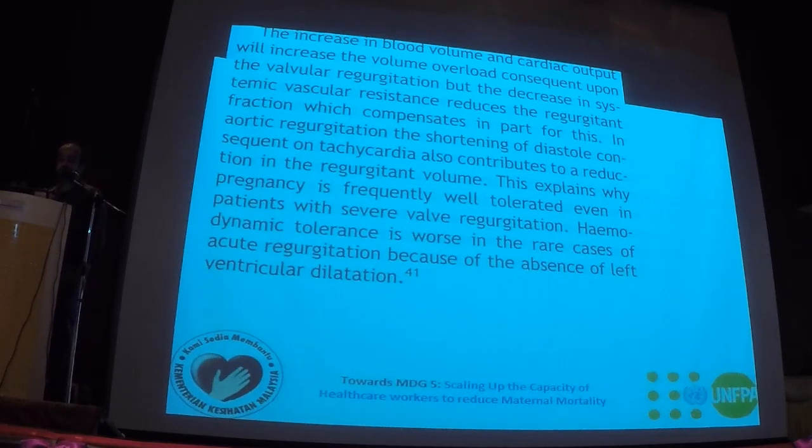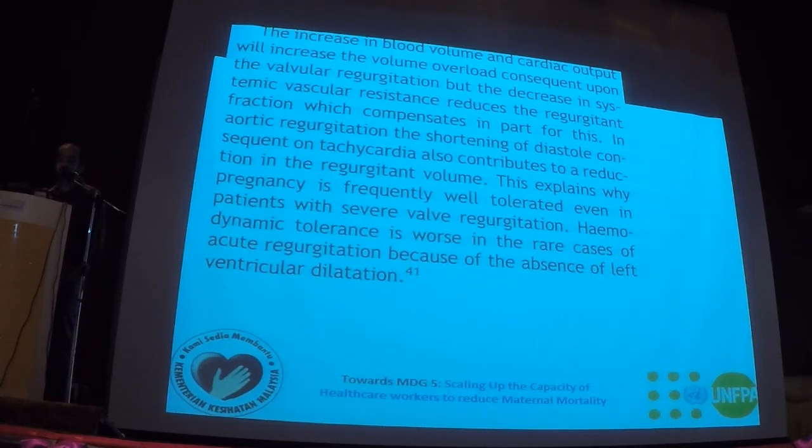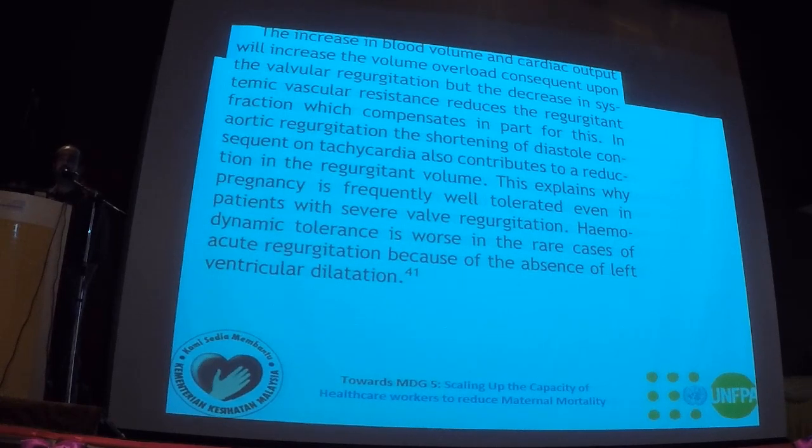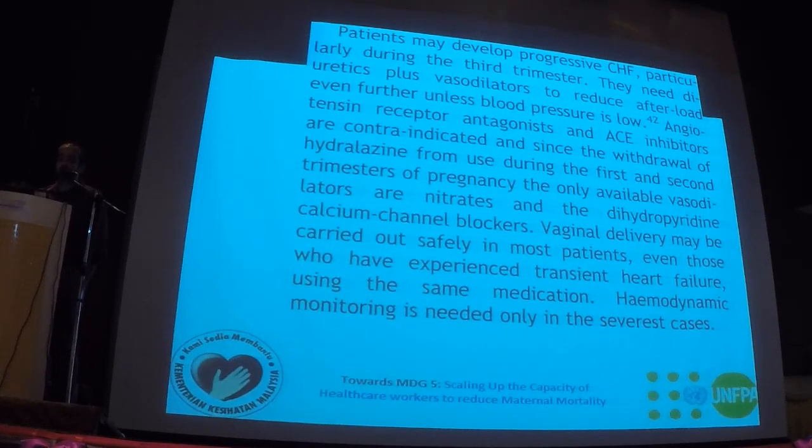Increase in blood volume and cardiac output will increase volume overload consequent upon the valvular regurgitation, but decreased systemic vascular resistance, hence reducing the regurgitation fraction, compensates part of this. So in AR, the shortening of the diastole consequent of tachycardia contributes to reduction in the regurgitant volume. This explains why pregnancy is frequently well tolerated in patients with severe valve regurgitation. So hence I said earlier, the regurgitation valve abnormalities are much better tolerated in pregnancy. Having mentioned that, patients may still develop progressive heart failure, particularly during the third trimester.